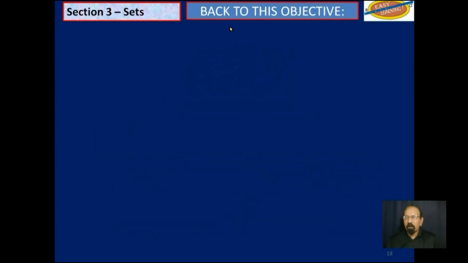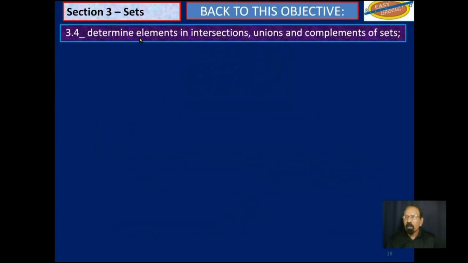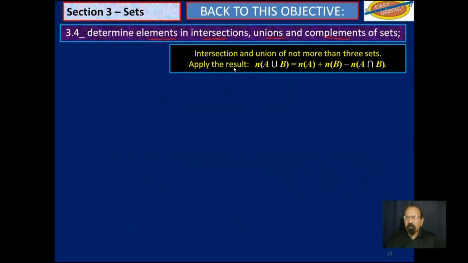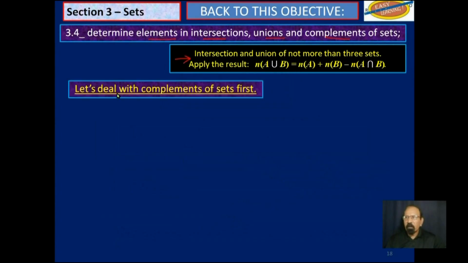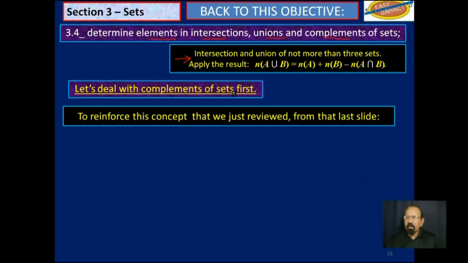Now, back to this objective. Determine elements in intersections, unions, and complements. And we have to learn how to use this formula. Let's deal with complements of set first, as I said. To reinforce this concept that we just looked at, we will just review from the last slide, but this time not in terms of Venn diagram.